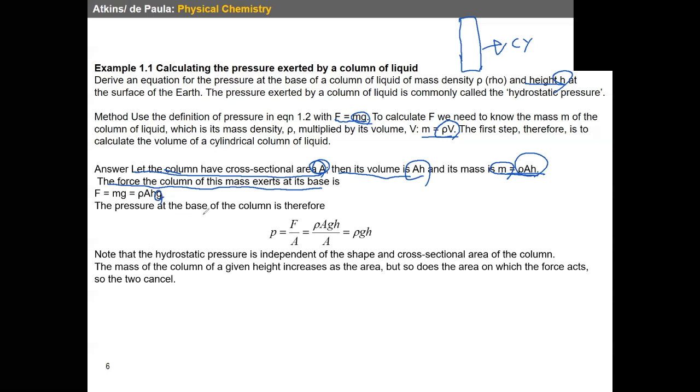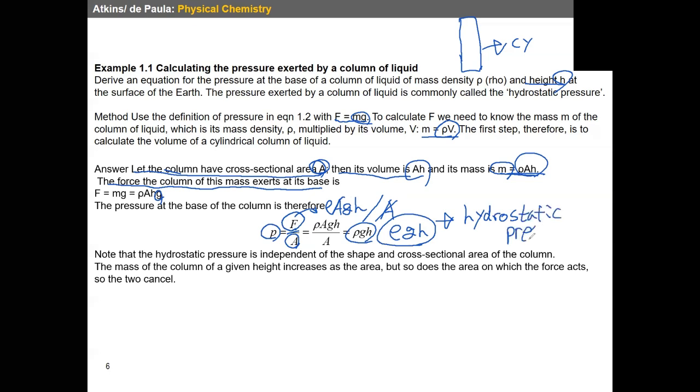Therefore, the pressure at the base of the column: pressure is the force divided by A. The force is rho AgH, and we can divide this by A, so the A is removed. Finally, pressure is equal to rho gH. This is called the hydrostatic pressure.